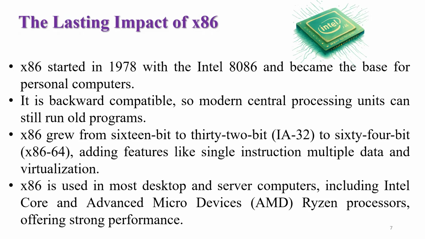The greatest strength of x86 is backward compatibility. Even today's Intel Core or AMD Ryzen processors can run software written decades ago. And that's why x86 remains dominant in desktops and servers, because it combines strong performance with a vast software ecosystem.